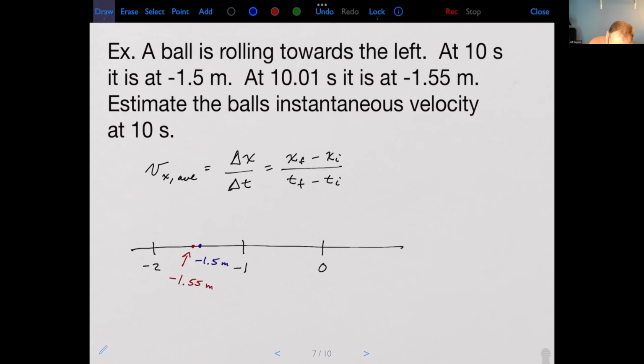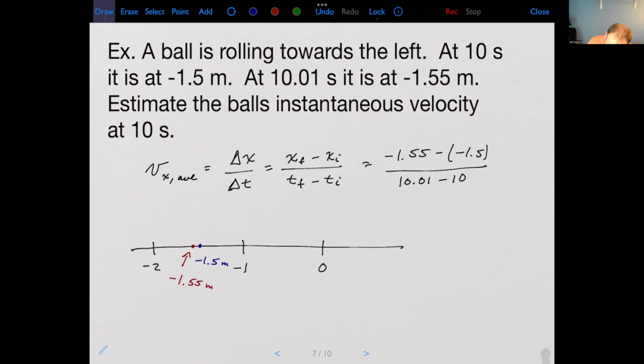Okay, so basically I can just plug in. My final position, it looks like, is the red, negative 1.55. My initial position is at negative 1.5. So I have final minus initial divided by the time interval, which is, well, the final time was 10.01 minus the initial time of 10. So the time interval is just 0.01 seconds, which is a small time interval.